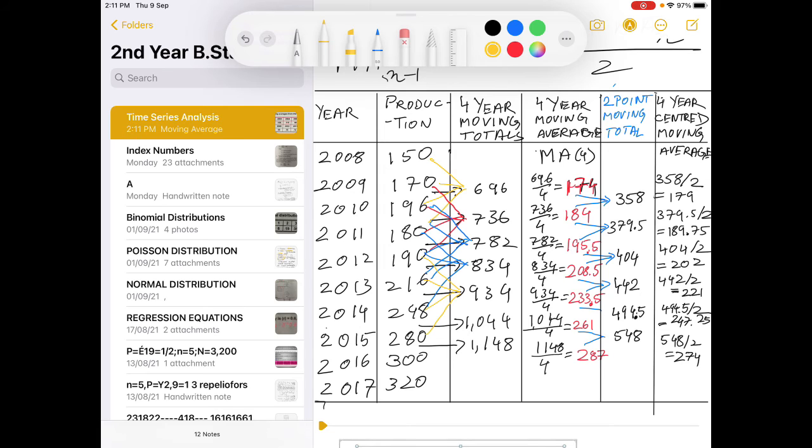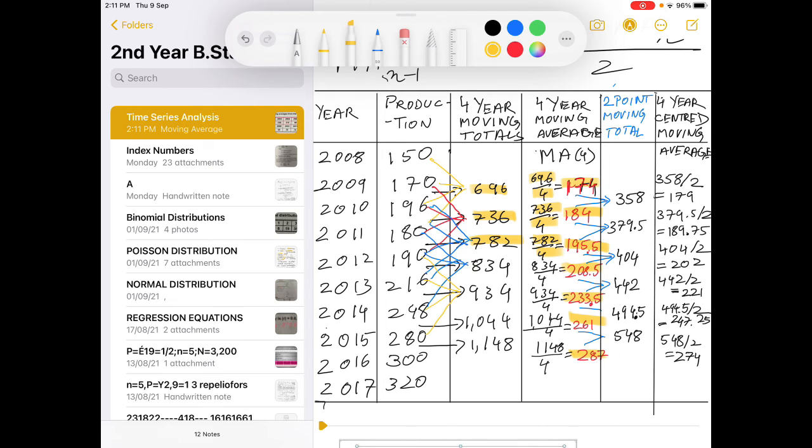Then we take the moving totals and divide them by 4. So 696 divided by 4 gives the moving average of 174. 736 by 4, 184. 782 by 4, 195.5. So this whole series of moving averages we calculated.